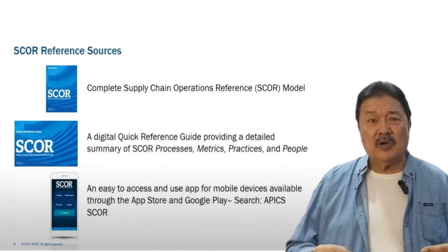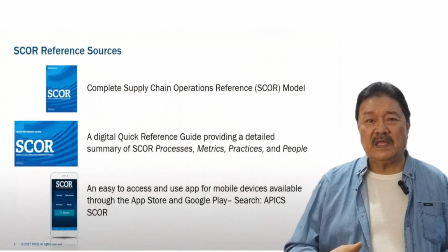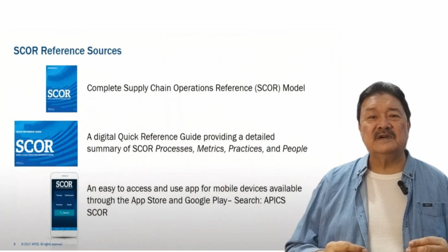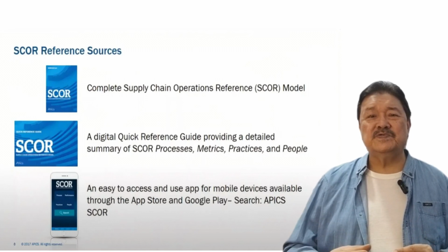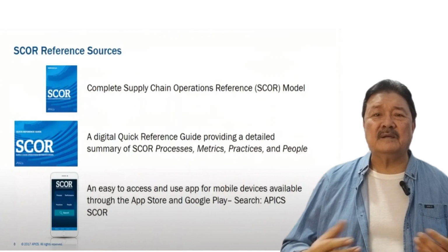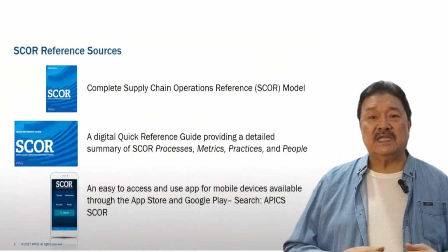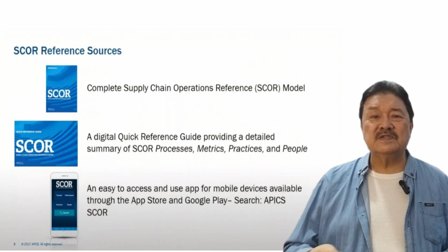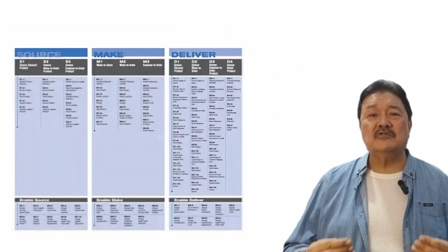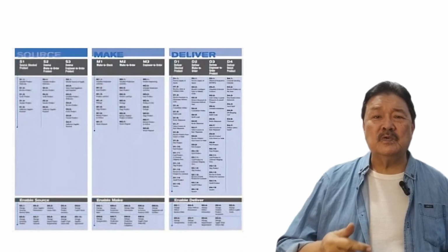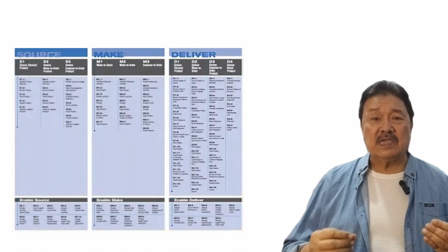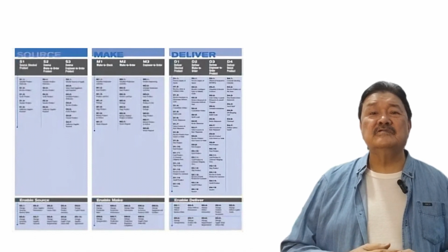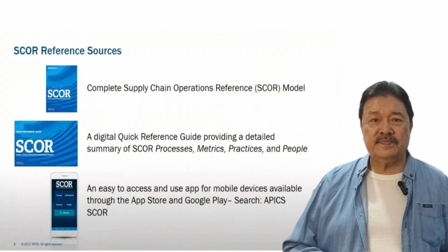Now, the SCOR Quick Reference Guide, which is available online, provides practitioners with a digital version of an easy-to-use document containing a summary of the detail found in the model. This guide provides users with the ability to easily locate level 1, 2, and 3 processes, as well as metrics, for quick reference without consulting the full SCOR model framework.